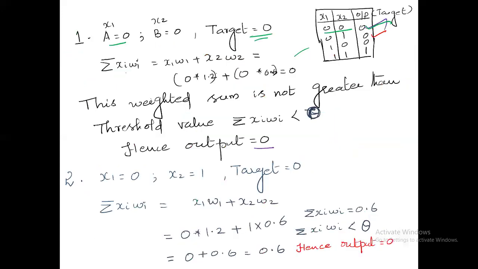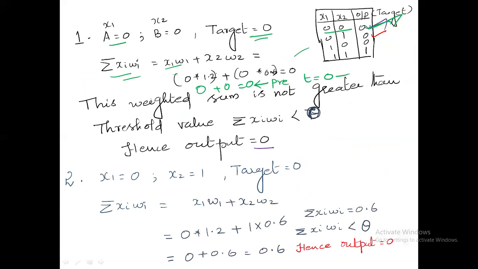We have to write this: sum of xi wi, x1 w1 plus x2 w2. Here bias we have not considered because it is a simple unit. So 0 into 1.2 plus 0 into 0.6. And what is the value we are getting? 0 plus 0 is equal to 0. So this is the predicted, and what is the target? Target is also 0. So for this case, this weight value is working.